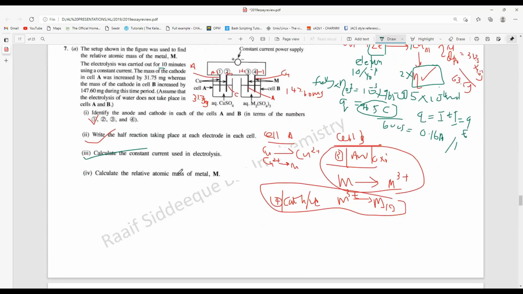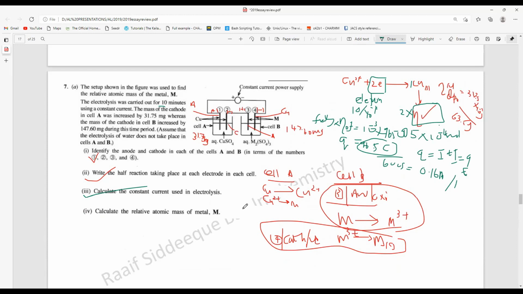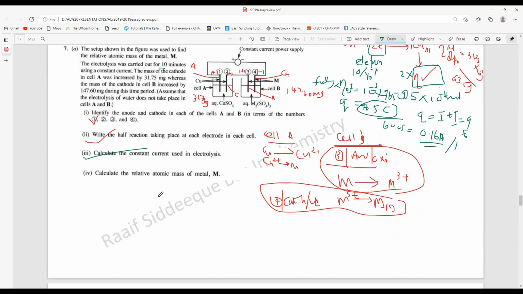Then the next part is calculate the relative atomic mass of M. So now we have to go the other way around. Same situation, but the other way around. Because we know the amount of current passed through this cell A, the amount of current passed through this cell B also should be the same, because same cell. Okay. So you can calculate the charge using those two.